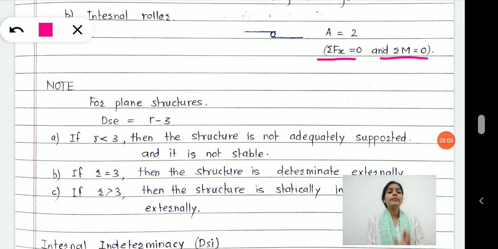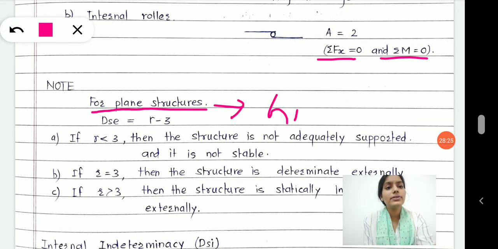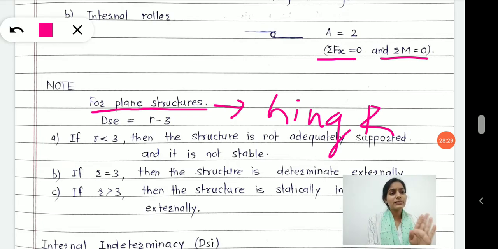Now I have a note for you. Here the note says, for plane structures, DSE is equal to R minus 3. R minus 3 means reactions minus 3. And plane structure means no additional hinges and no additional rollers are provided. For such a plane structure, if you directly want to find DSE, the external statical indeterminacy, then you can find it as DSE equals R minus 3.